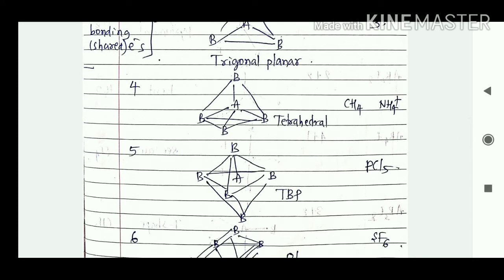Then we have this one. If the number of electron pairs is 5 and the arrangement is trigonal bipyramidal, then the example for this one is PCl5. Then we have this one: the number of electron pairs is 6 and the arrangement is octahedral, and the example for this one is SF6.